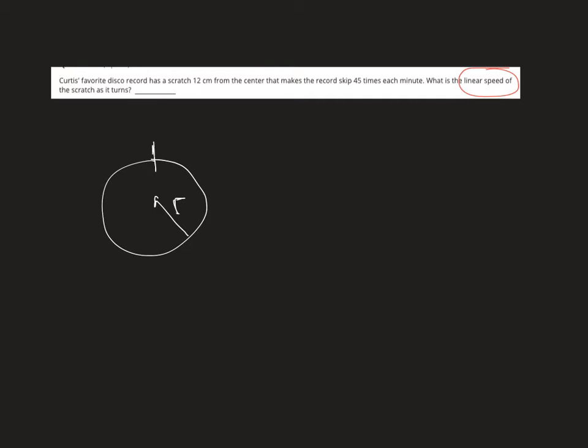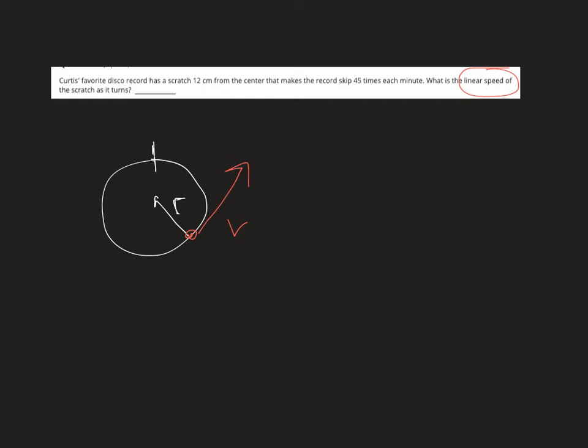Let's say I was spinning something around on the end of a string, and all of a sudden I let it go. It's going to travel in a straight line, okay, at a certain speed. So for figuring out the speed, the linear speed, I need to look at and calculate the period.